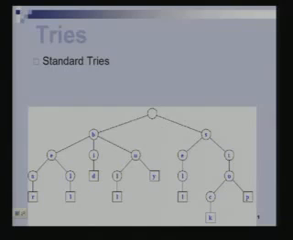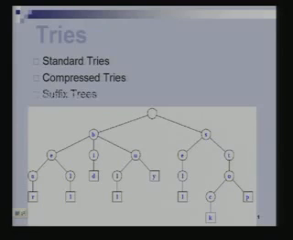Today we are going to be talking about another data structure called tries, and we are going to see its use in pattern matching. So I am going to be starting off with what are called standard tries, just the plain version of tries. Then we are going to move on to compressed tries. This is a space efficient way of keeping tries, and the last topic we are going to look at today is what are called suffix trees.